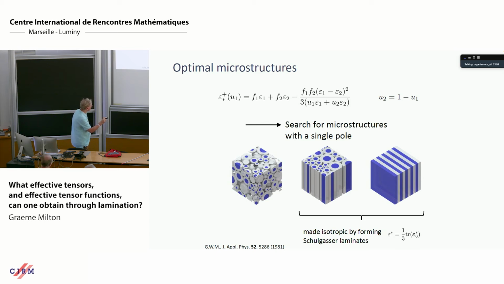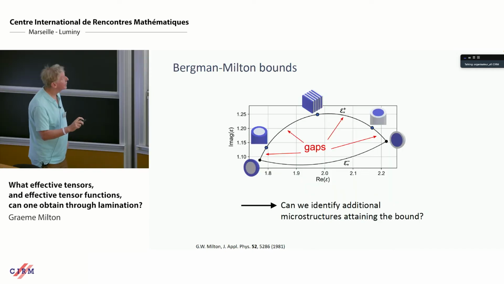take these geometries here and you apply Schulgasser's construction, you get actually points on that bound. So that's what I had found. I actually thought that they were all the points.